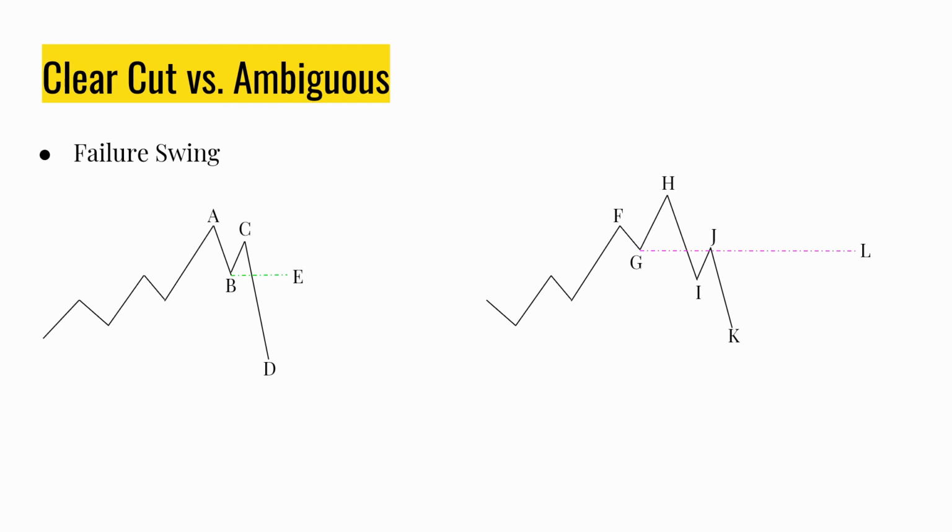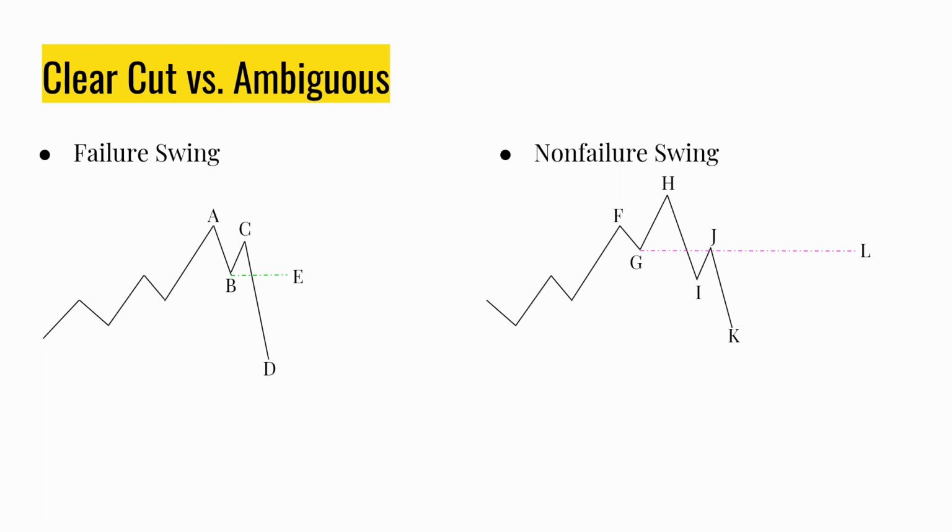The second graph is called a non-failure swing, and this is where everything gets ambiguous. At point H, the stock makes a higher high as it is higher than point F. However, it eventually falls below level L, which was the support level based on point G. At this point, some people who use the Dow theory would sell because it failed to make a higher low. However, other people who use the Dow theory would need to see a lower high before selling.